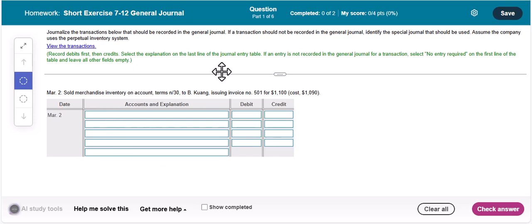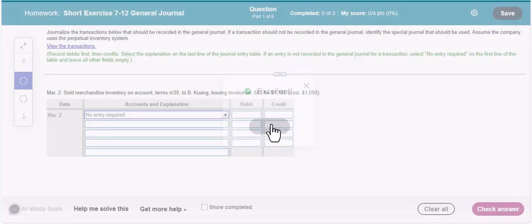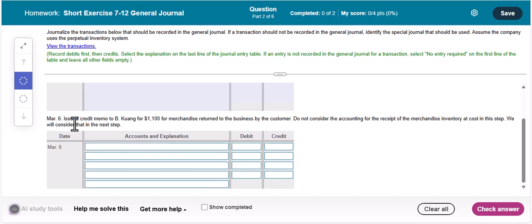So what journal does this transaction belong in? Well, this is a sale on account, so this goes in the sales journal. So this is not the sales journal, this is the general journal we are working in. So you would say no entry required for this particular transaction here. And then in the real world, you'd enter this transaction into the sales journal. Let's check our answer. Excellent.